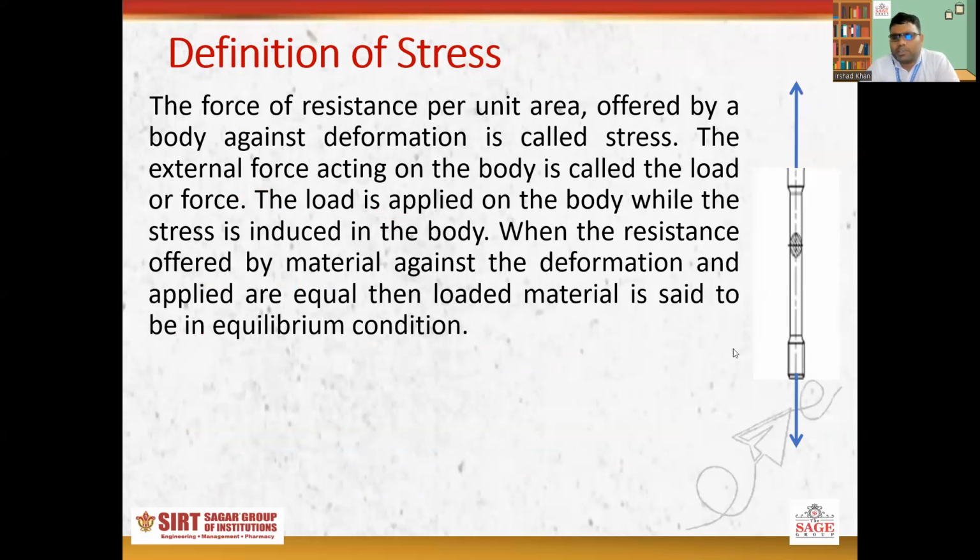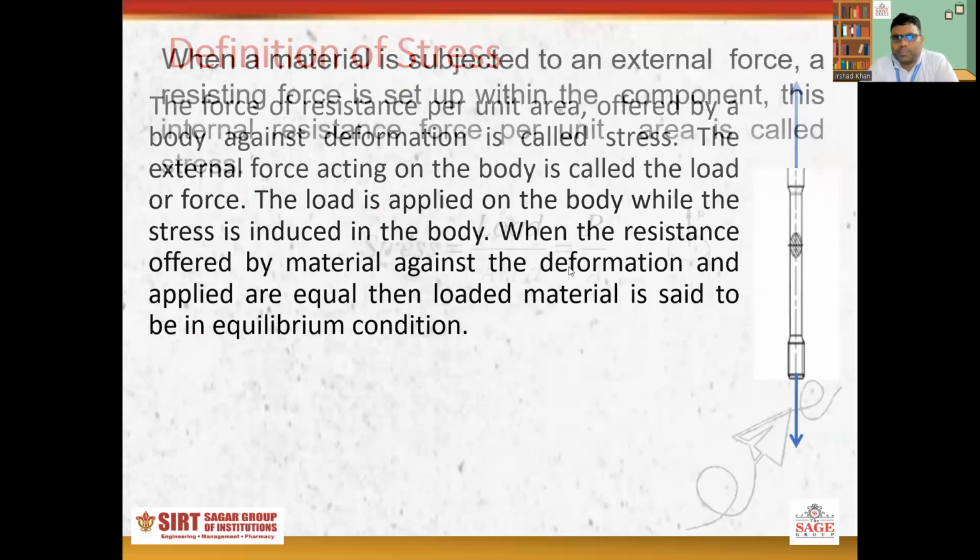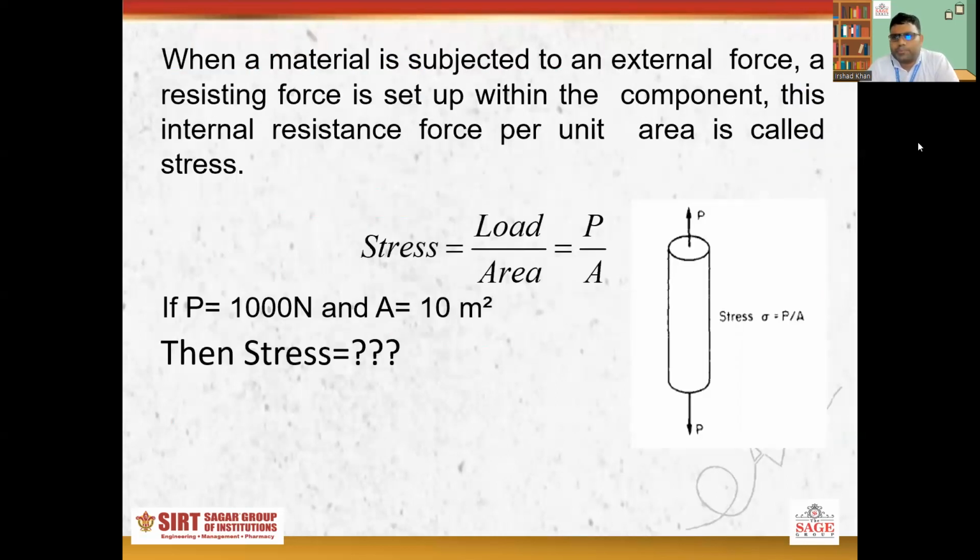You can understand it simply: when an external force is applied here, the material, if you consider this part, develops some resistance. The material is resisting against the deformation, and as long as the material is not deformed, the applied load and the resistance developed inside the material are in equilibrium condition. Now let's understand it mathematically.